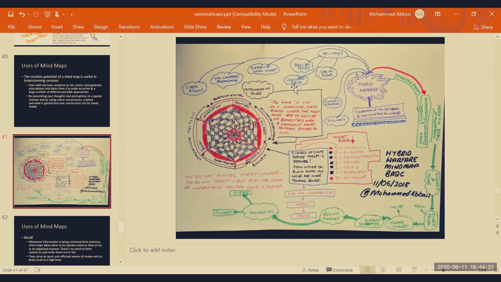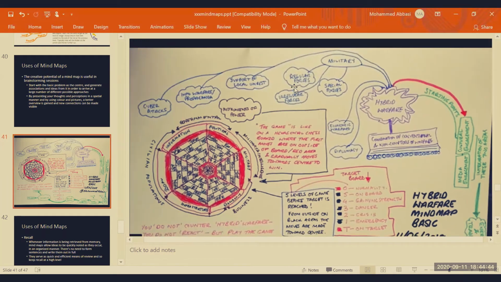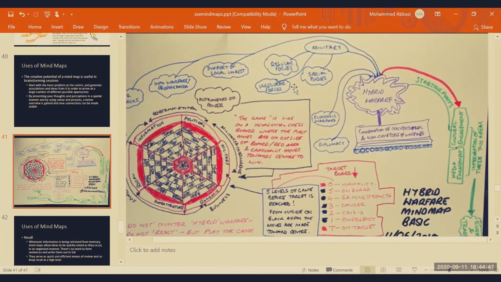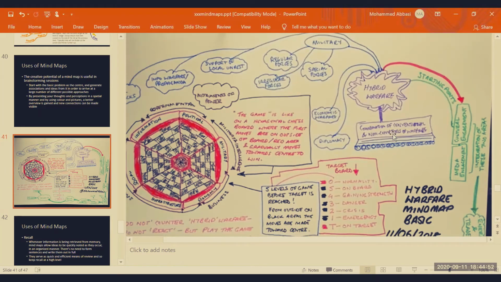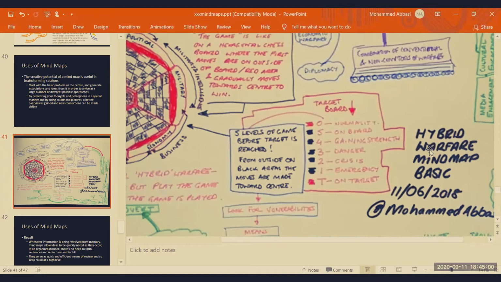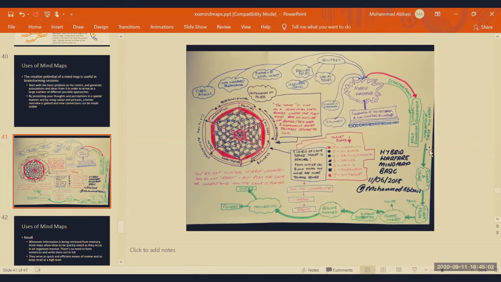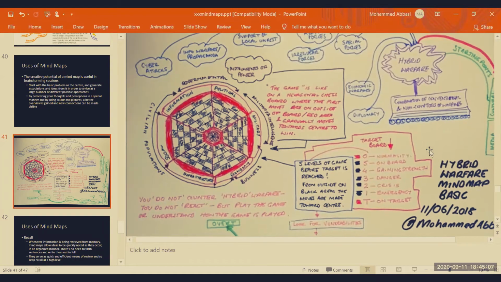Some people were talking about hybrid warfare against one country or another, and I wanted to understand what hybrid warfare was, how it grew, and how it works. With hybrid warfare, we were talking about a combination of conventional and non-conventional warfare. That's what hybrid warfare is about. What I ended up doing was jotting this mind map down. This is just my first mind map on that.